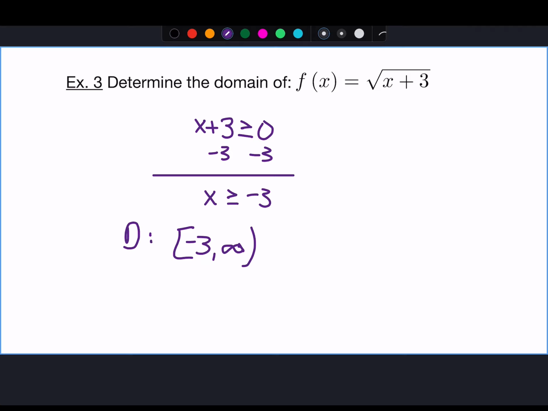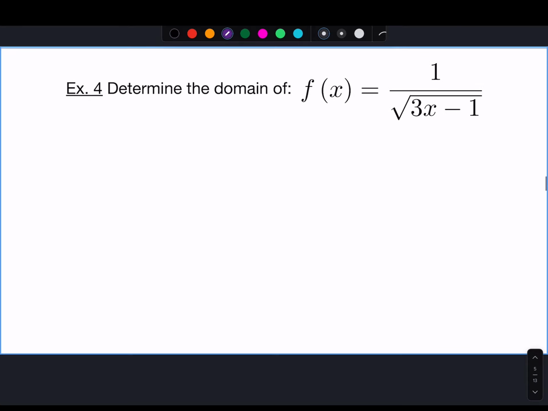All right, let's move on to example 4. This is my way of trying to trick you, except I'm literally going to tell you what it is, so I'm not really tricking you. I'm trying to prepare you for when you see this on a test or homework. We want to determine the domain of f of x equal to 1 over the square root of 3x minus 1.